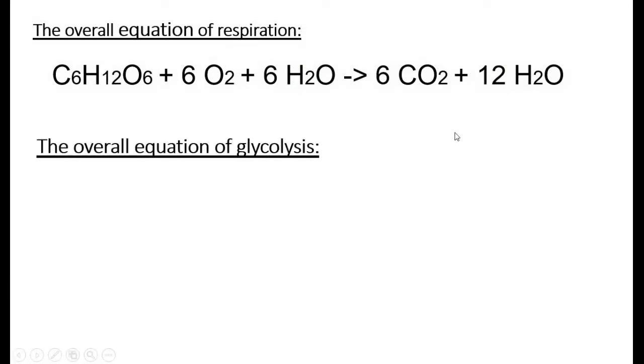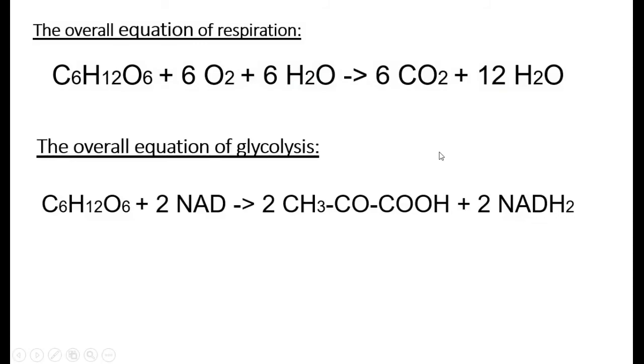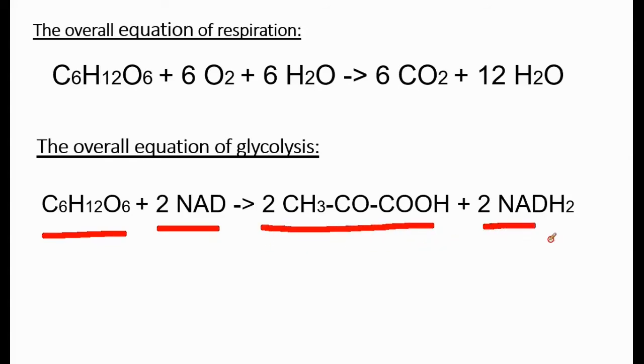And the second equation is the overall equation of glycolysis. We're just going to state which molecules there are. In the reactants or substrates, we have glucose and NAD. And in the products, we have 2 pyruvates and NADH2. This is what you need to know in terms of equations for this part on respiration and fermentation for the baccalaureate.